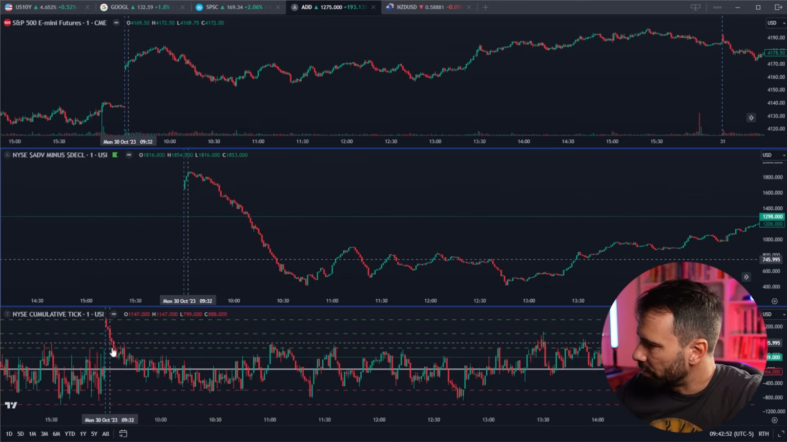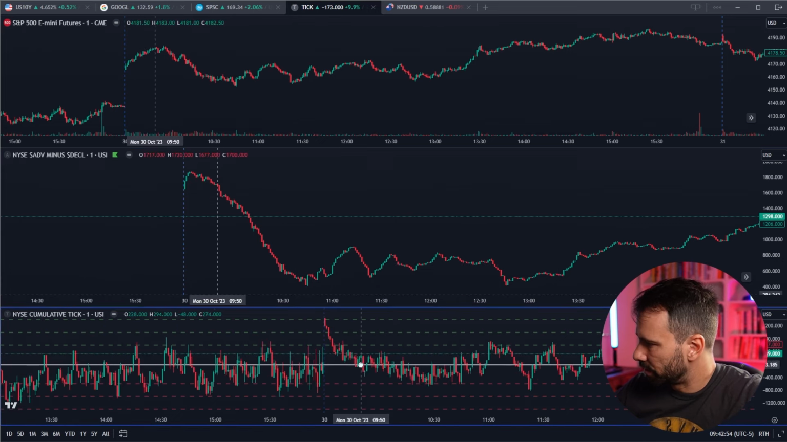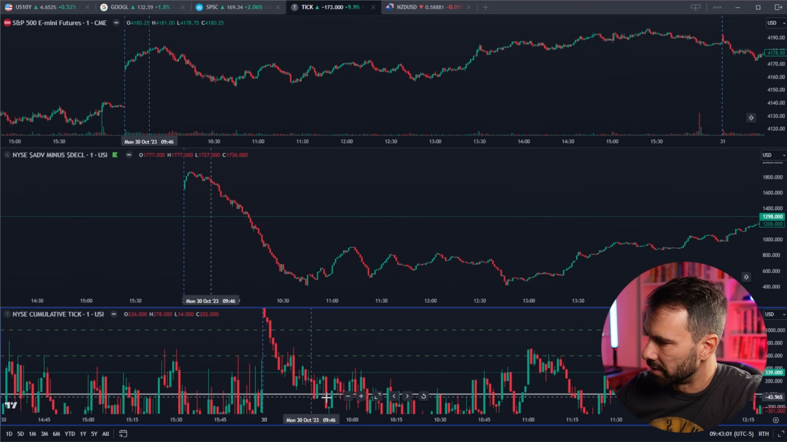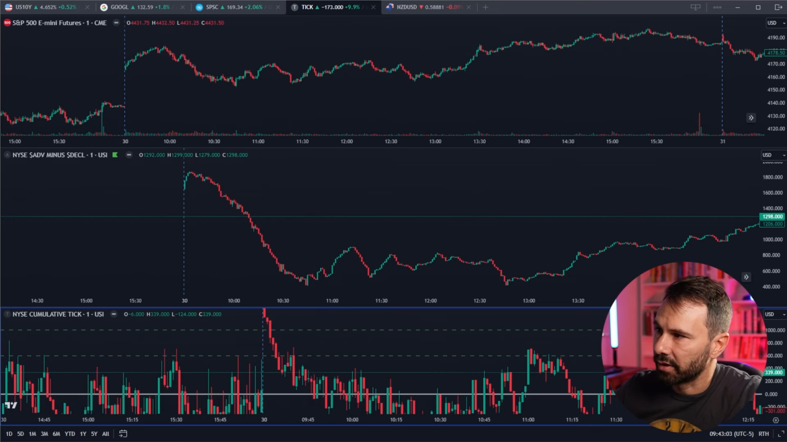Look, at 9:42 the tick was very positive here. You can see the tick was very positive. It hasn't broken to the south of the zero line. So this is why I say these are rush trades.